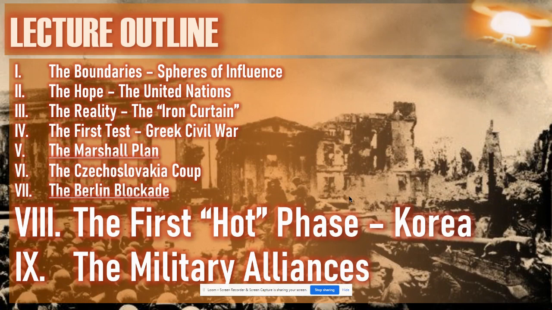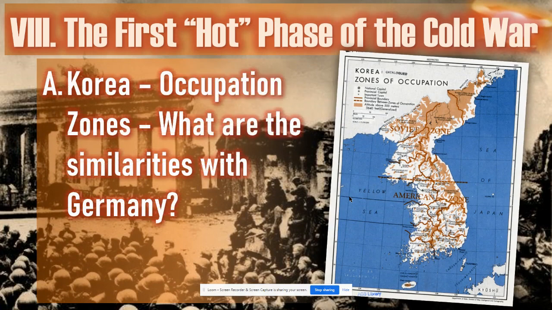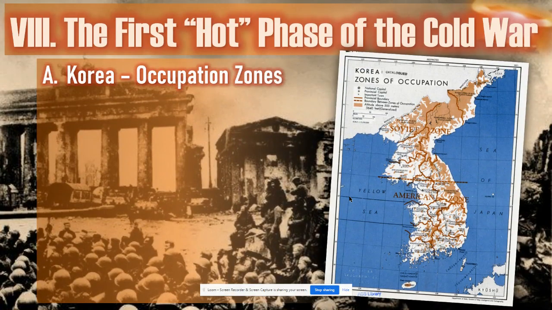Okay? And that includes what happens in Korea after the Second World War. If you remember, Korea itself was occupied by the Japanese as a Japanese colony. And so what we're going to take a look at is some real similarities between what we see in Korea and also in Germany as well. So, let's go ahead and provide some background for this.